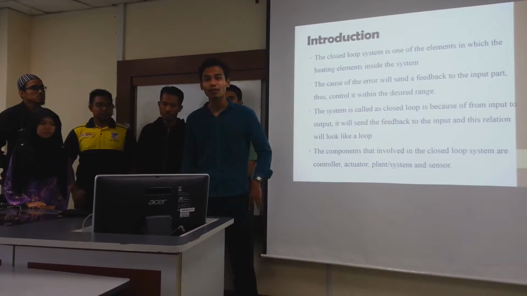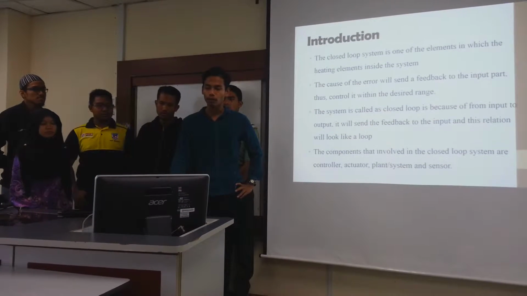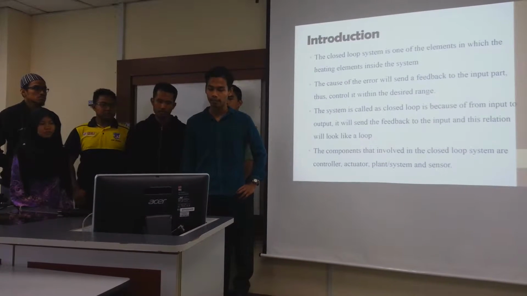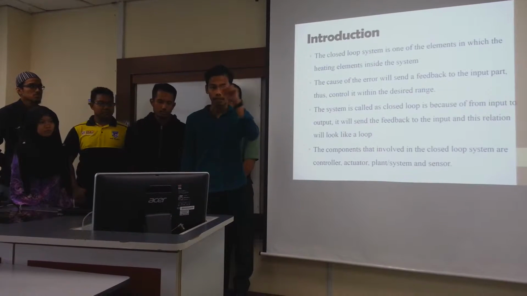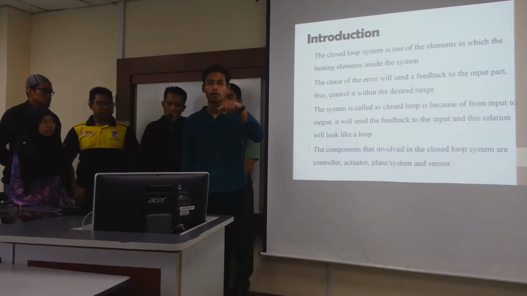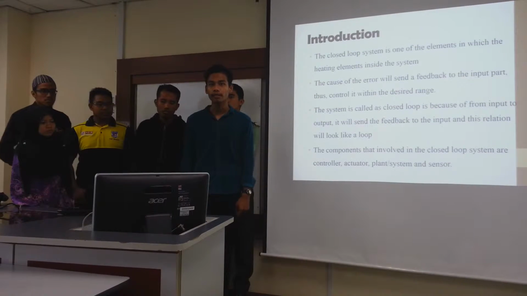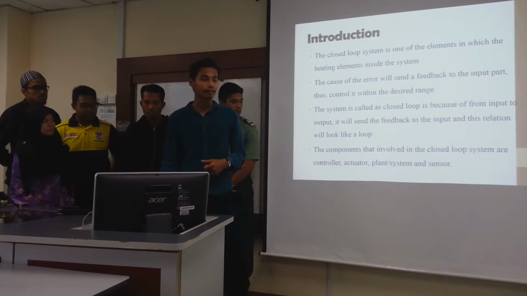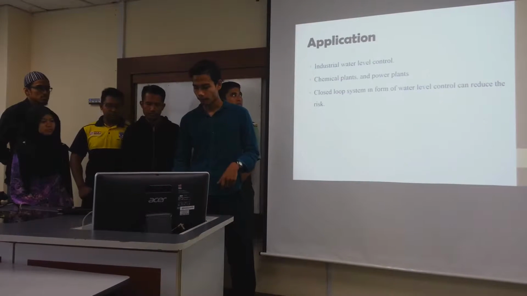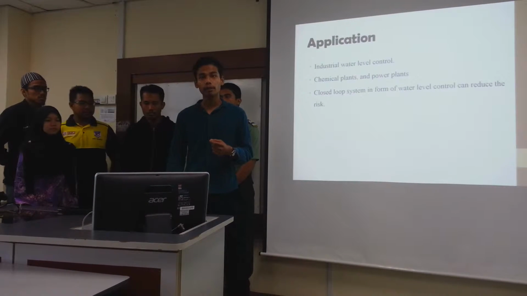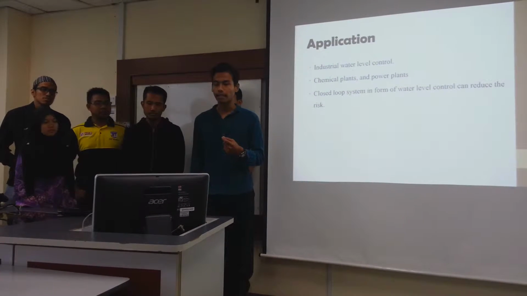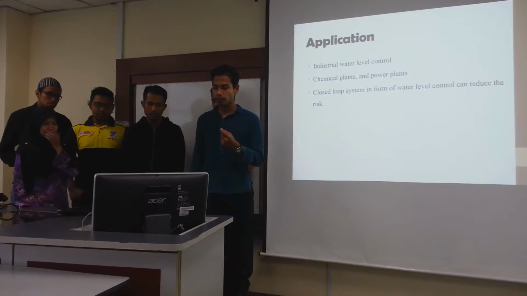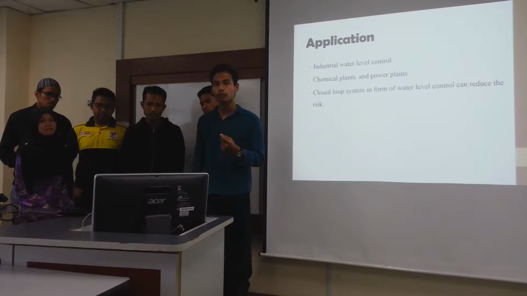The system is called closed loop because the output is sent as feedback to the input, and this relation looks like a cycling loop. The components involved in this closed loop system are the controller, actuator, plant system, and sensor. Water level control is widely used in industry, in chemical plants and power plants. This closed loop system in the form of water level control can reduce the risk.